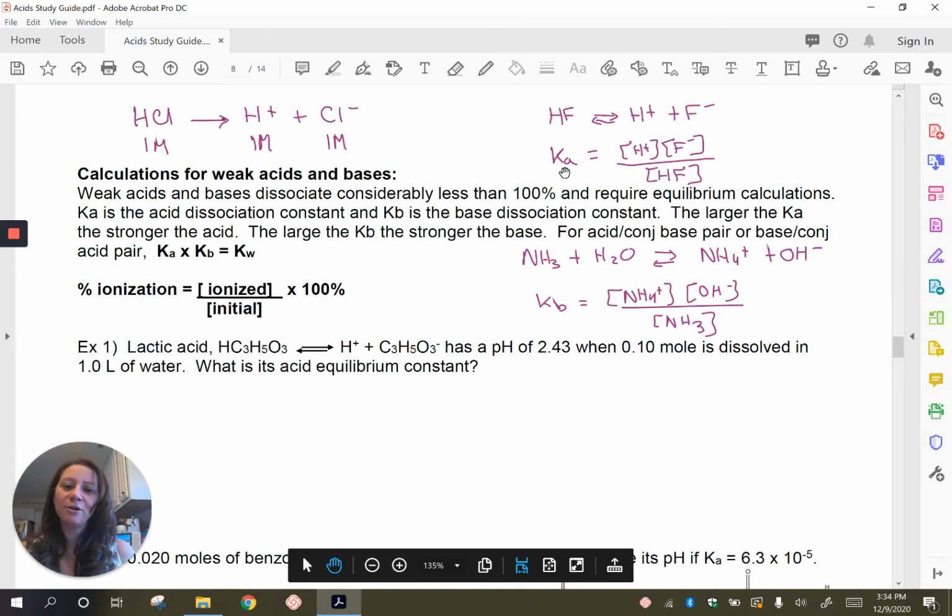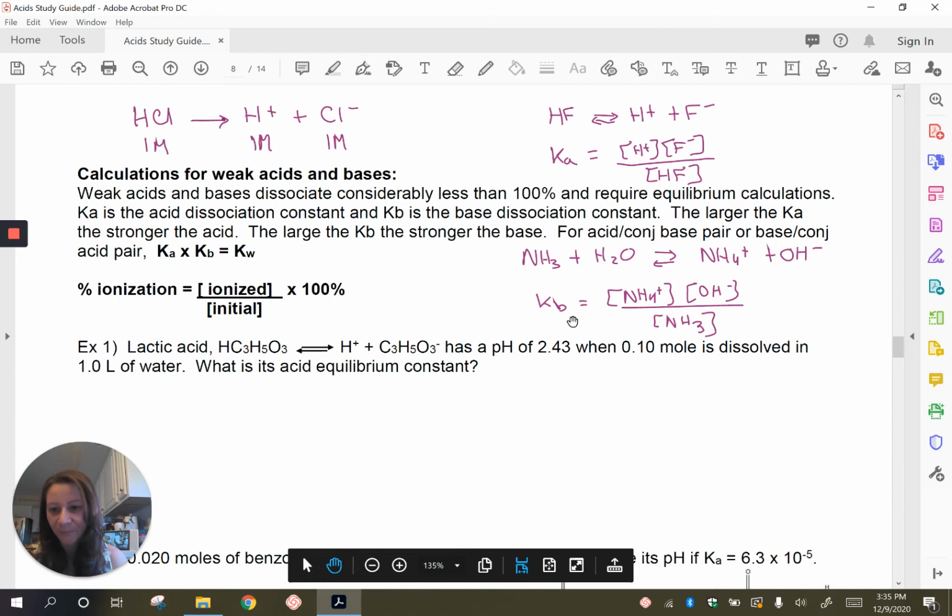Well, the higher the Ka value, the stronger the acid. Why? Because the higher the Ka value, that means that I have more ions in solution. The higher the Ka value, the more products I have, or the more ions I have, which means more of it had dissociated or ionized. And so it's a stronger acid. Stronger acid or stronger base means a higher percentage ionization. More of it turns into the ions. So the higher the Ka value, the stronger the acid, or the higher the percentage of ionization.